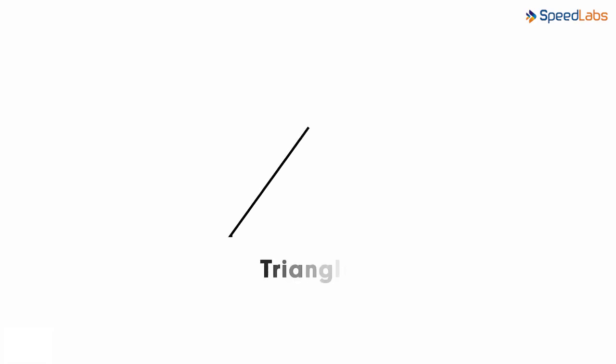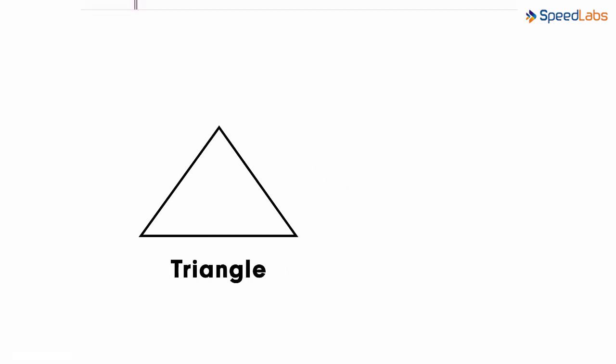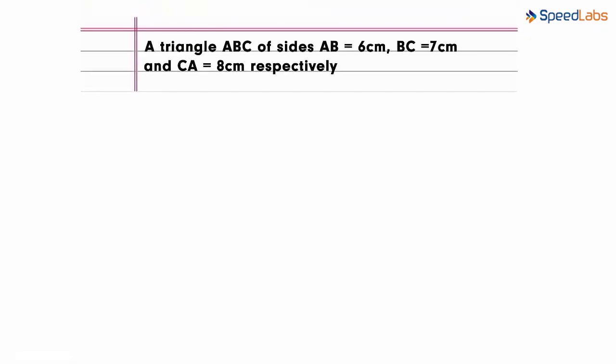Can you sketch a triangle if the lengths of its three sides are given? Let's try that out. How about we try making a triangle ABC of sides AB as 6 cm, BC as 7 cm and CA as 8 cm respectively.